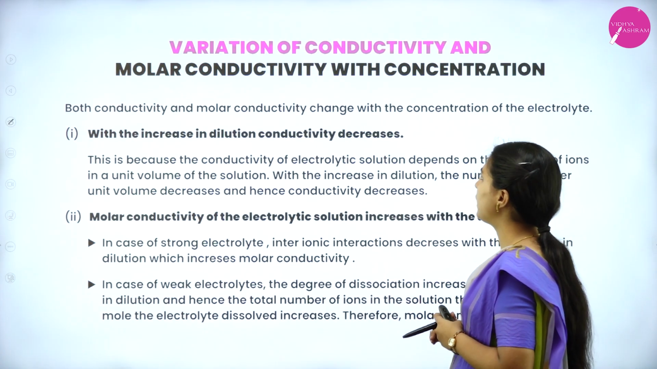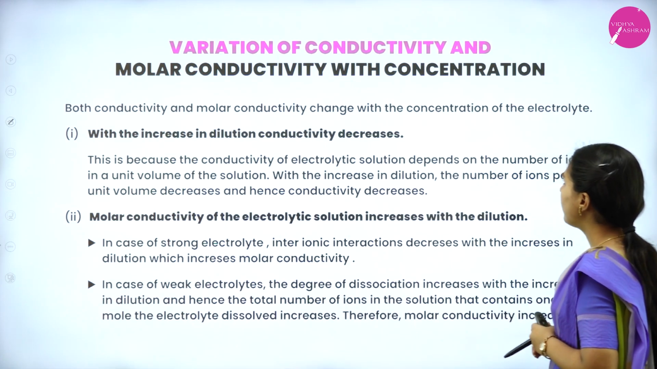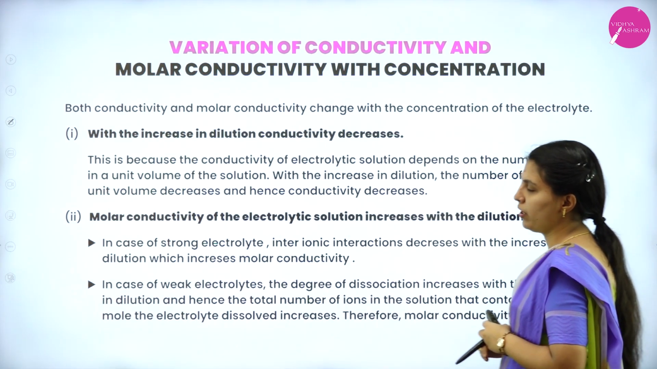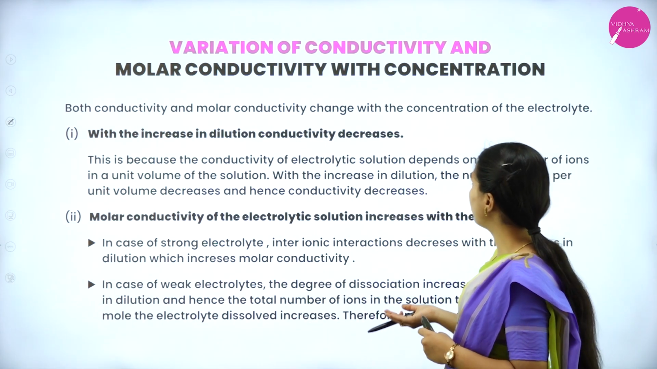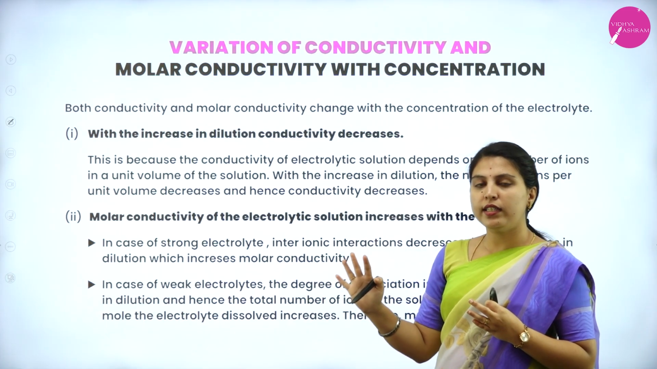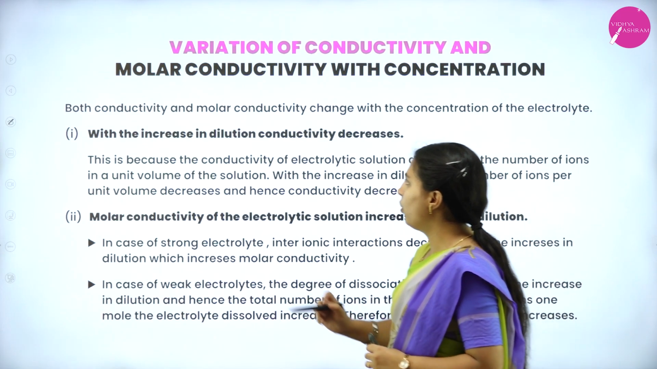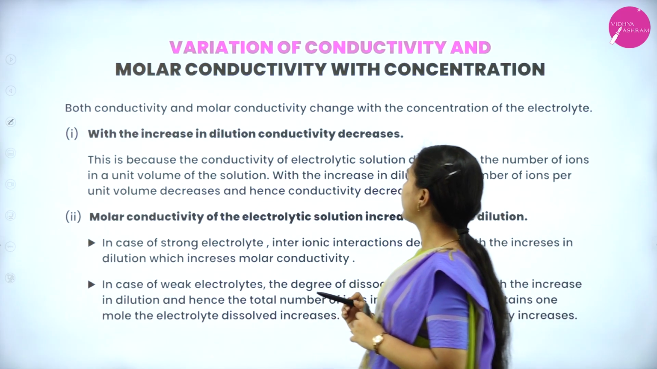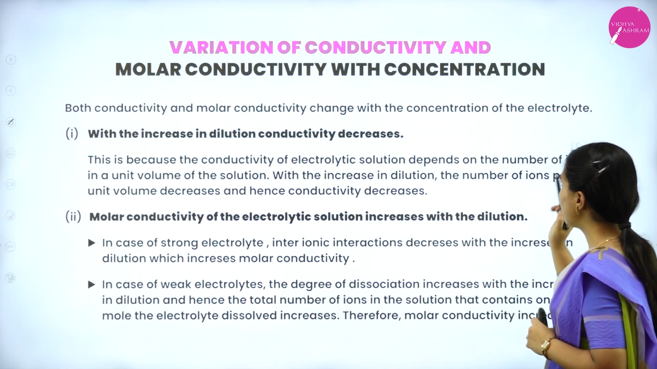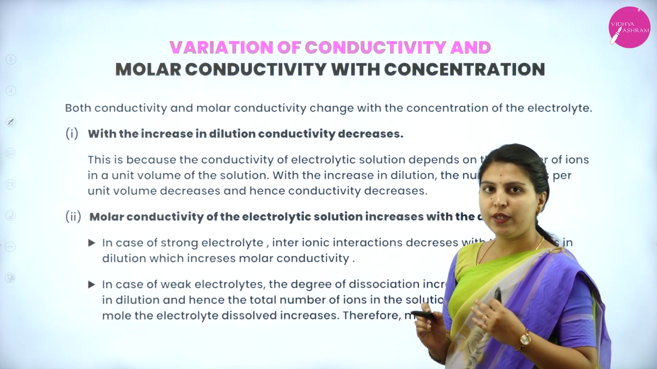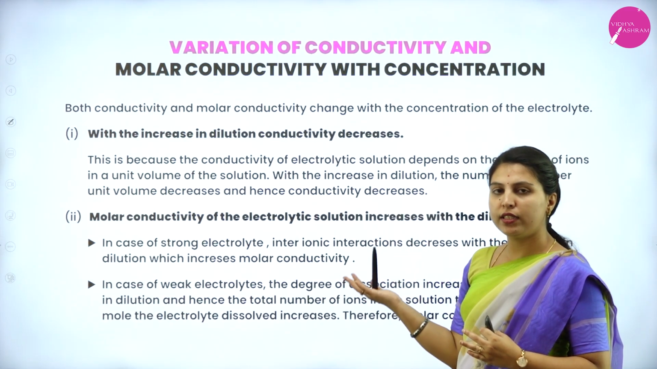Next, variation of conductivity and molar conductivity with concentration. Now you have seen molar conductivity also, and how molar conductivity varies with concentration, we'll see now. Both conductivity and molar conductivity change with the concentration of the electrolyte. This one we know, it will be dependent on the concentration of the electrolyte.